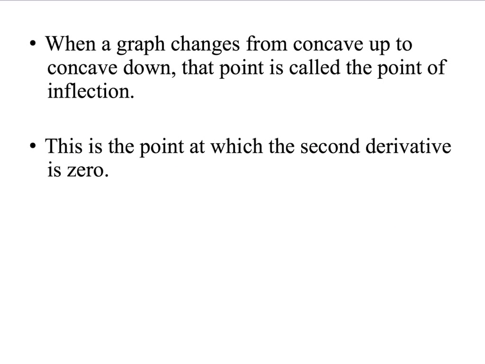We don't do too much with graphing in this course, but it's nice to know just that when a graph changes from concave up to concave down, that point is called the point of inflection. We talked about this a little bit in our opening unit. But what happens is this is actually the point at which the second derivative is 0.